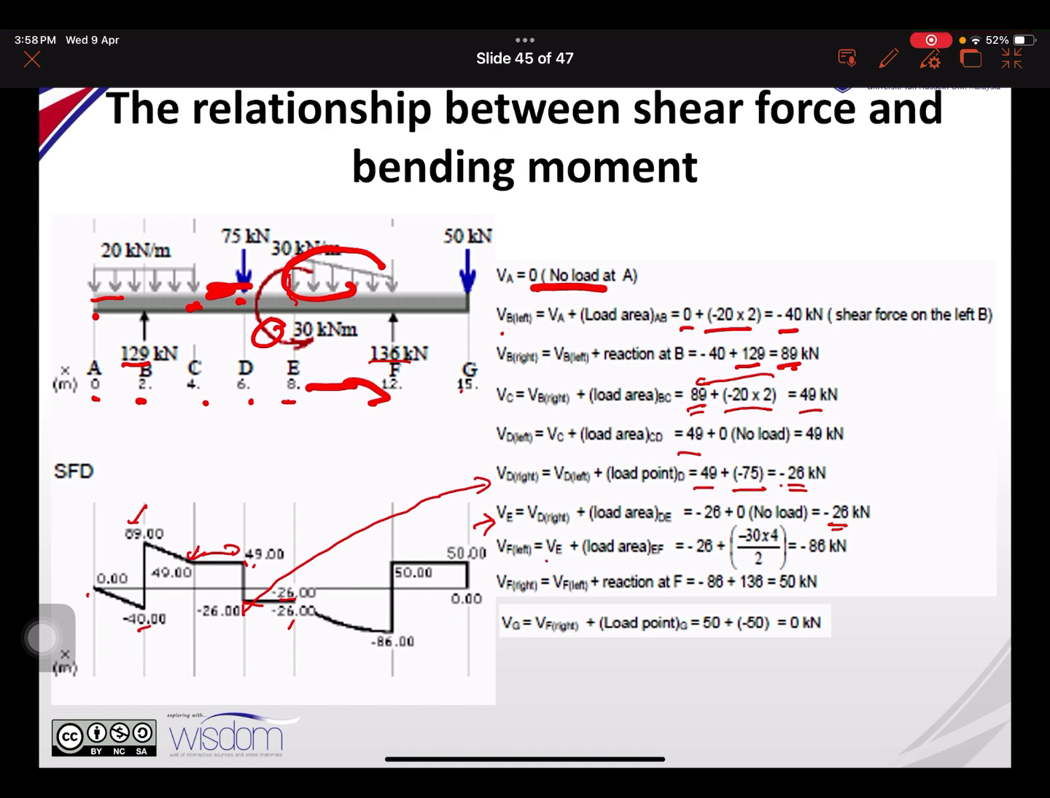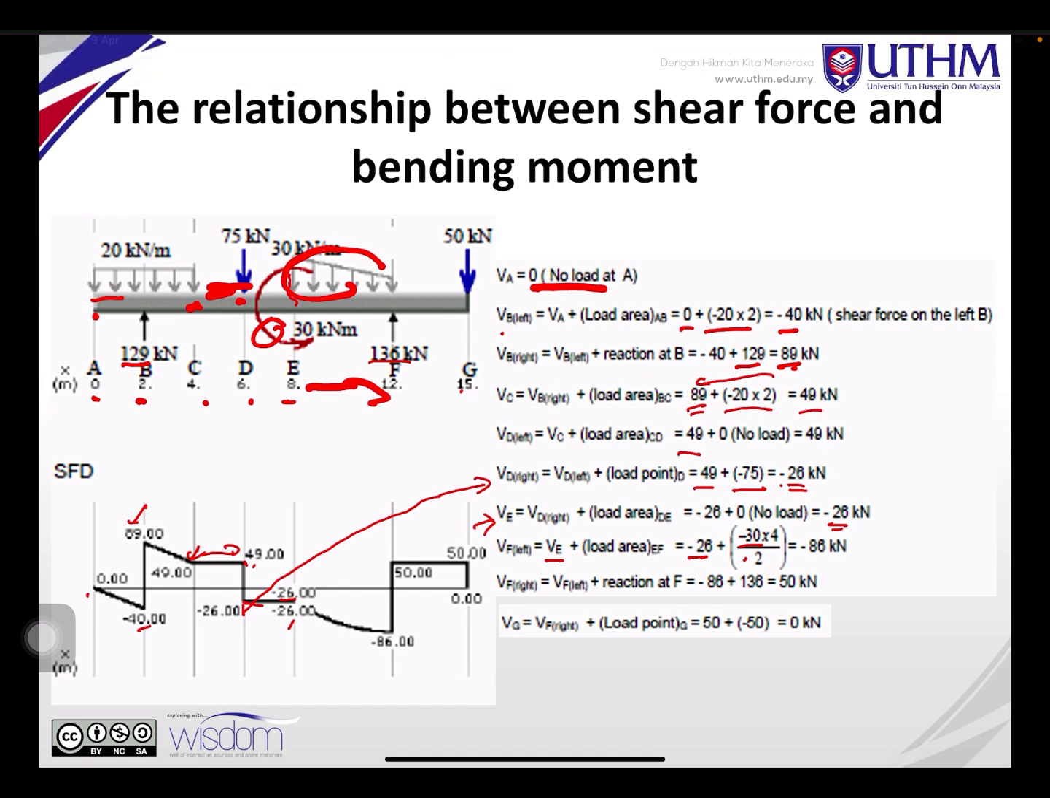Point F is VE. Okay, 26 minus 26, negative 26, plus 30 times 4 over 2. Okay, 30 times 4, the distance, over 2, the area of it. So you get the value 86, negative 86 here. So this is negative 86. When you move to here, you can see the 86 here.